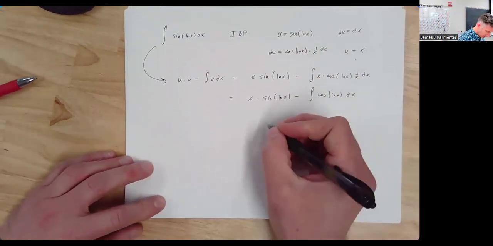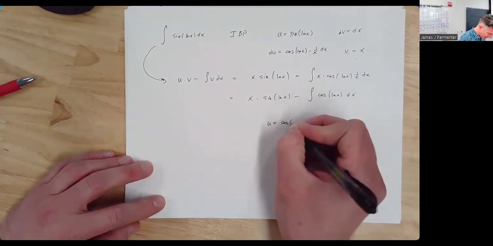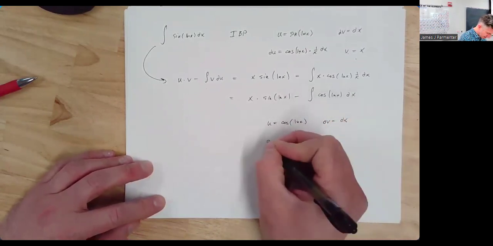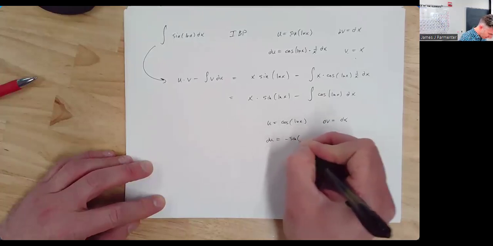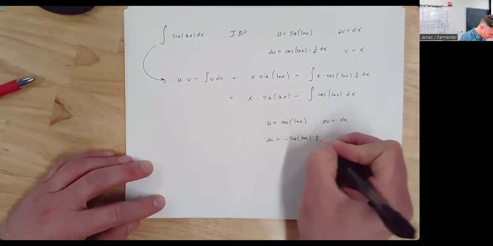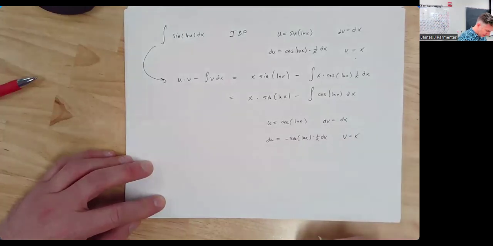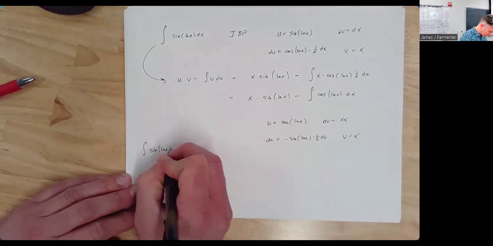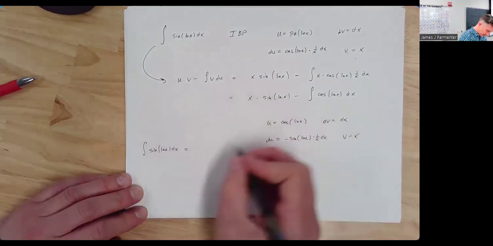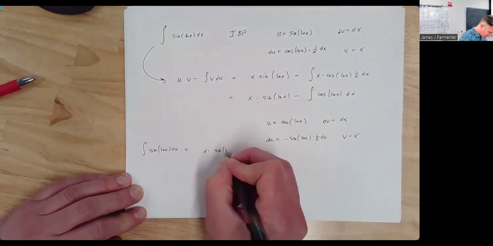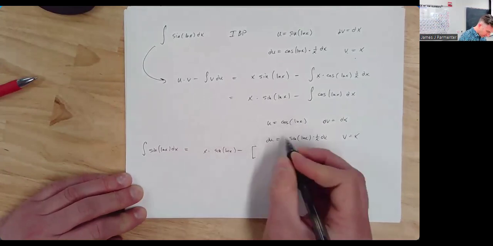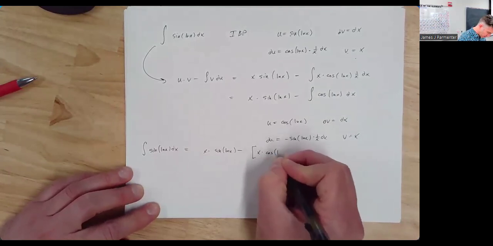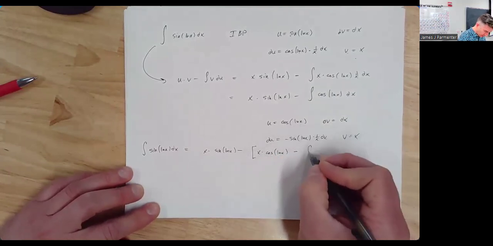I could do another integration by parts, let u equal cosine of natural log of x. dv is again dx. du is negative sine of natural log of x times 1 over x times dx. v is x once again. So this whole integral becomes, we have the integral of sine of natural log of x dx equal to x times sine of natural log of x minus all of my uv minus my integral of v du. So it's going to be x times cosine of natural log of x minus the integral of v du.